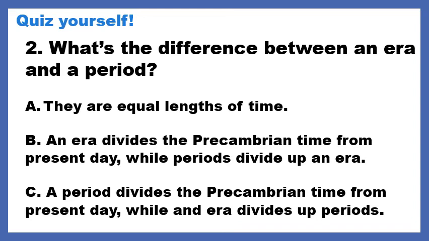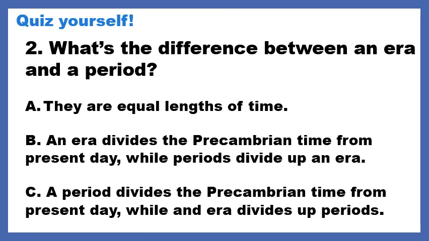I threw two new vocabulary words at you, era and period. What's the difference between an era and a period? Is it A, they are equal lengths of time? Is it B, an era divides the Precambrian time, or the first tick of Earth's timeline, from present day, while periods divide up an era? Or is it C, a period divides the Precambrian time from present day, while, oops, typo, an era divides up periods? So what do you think?